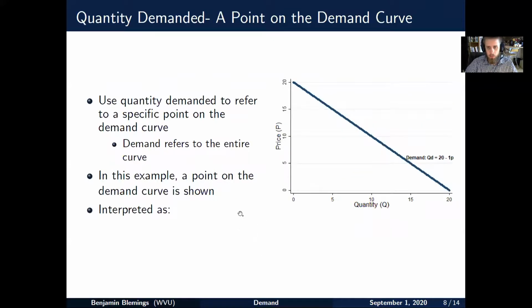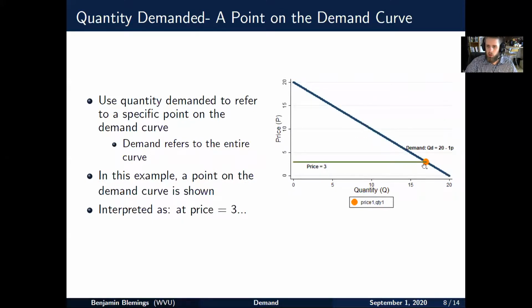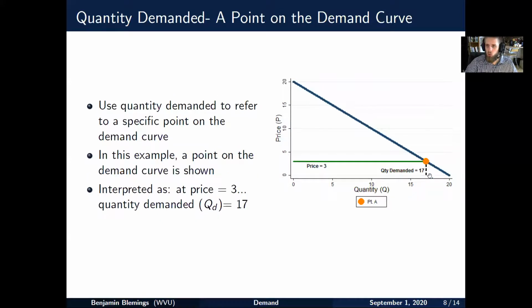So quantity demanded, I want to talk about now. We use quantity demanded to refer to a specific point on the demand curve, whereas demand would refer to the entire curve. In the example, a point on the demand curve is shown. So here's our imaginary point here. And this can be interpreted as at price equals 3, quantity demanded equals 17.